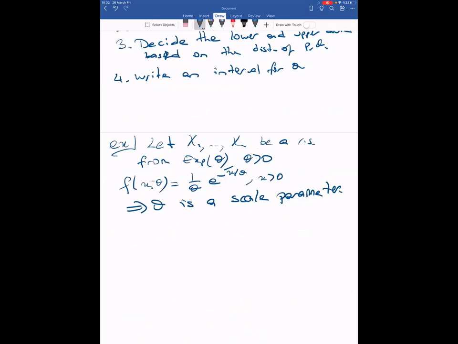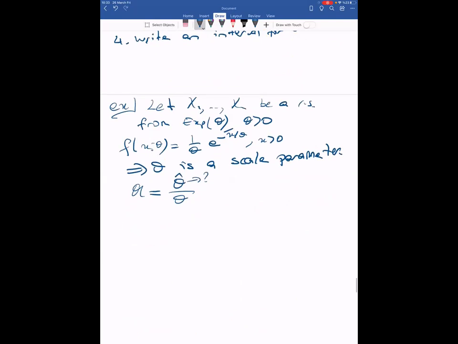Then we need to find a pivotal quantity. So our pivotal quantity will be the MLE or sufficient statistic over, not minus, this is the scale parameter, sorry, theta hat over theta. So we need to find our statistic, MLE or sufficient statistic. So first of all, let's find the MLE.